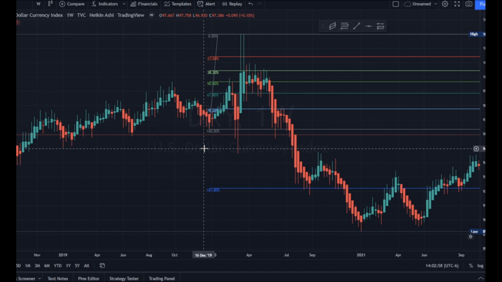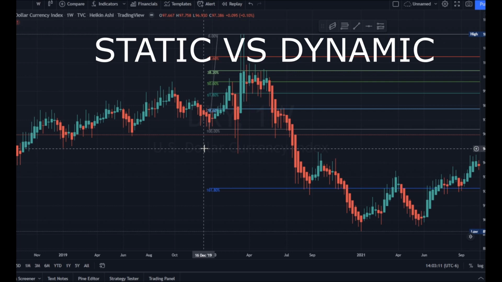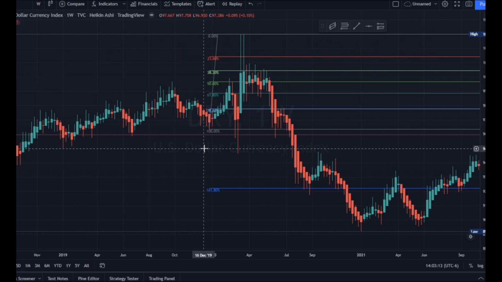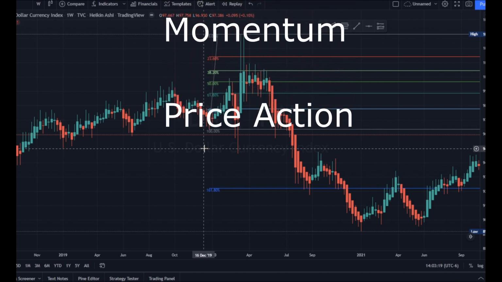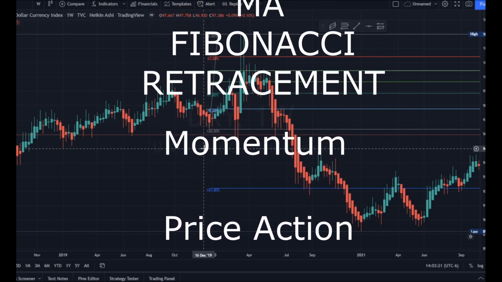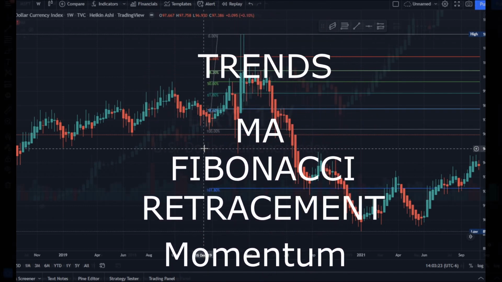And this can be applied to swing trading and day trading. You can't just use one tool alone. And you have to understand that some of these tools, like the MACD and other tools, are considered static and they lag. So you have to combine static and dynamic, using price action, using momentum, using tools like the Fibonacci retracement and moving averages and trend.